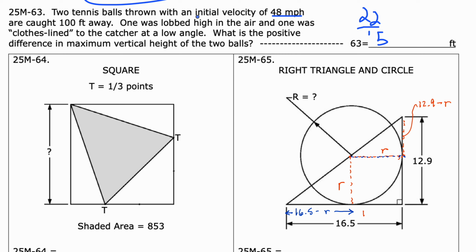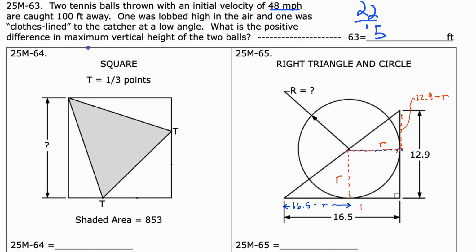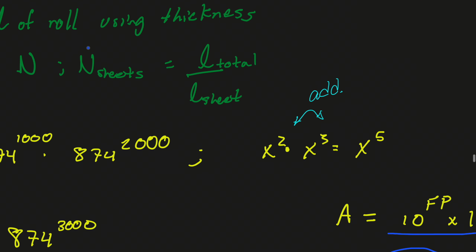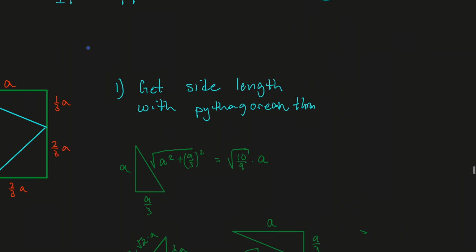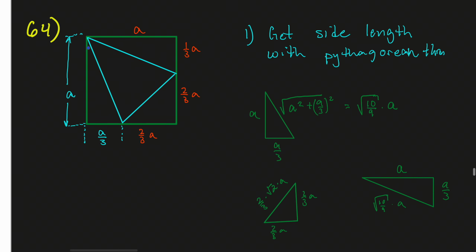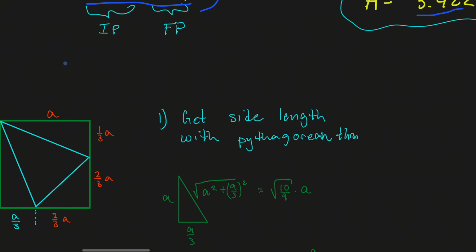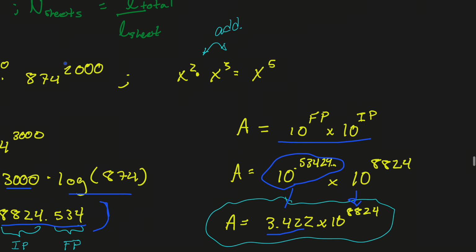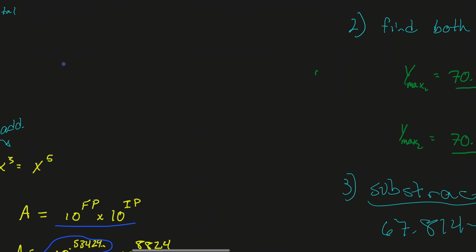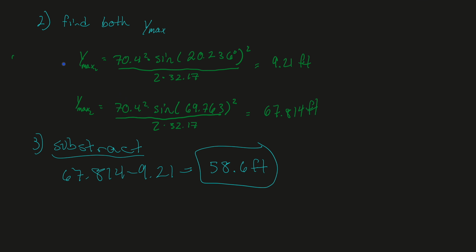Now, they tell us that one was thrown high into the air and the other one was thrown straight at a low angle to the catcher. And they ask, what is the positive difference in the maximum vertical height of the balls? Well, to do this question, we're going to need to do a little bit of projectile motion.